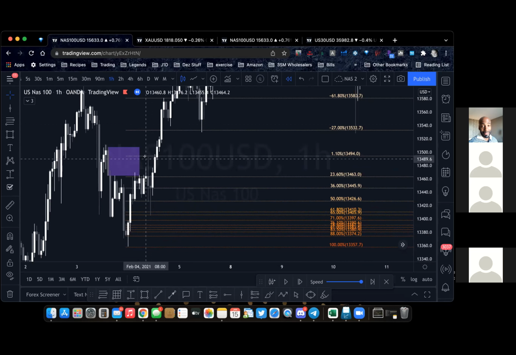Anybody want to see another area, or me go through the whole thing again from market structure, from the daily, 4 hour, 1 hour, the whole thing again?